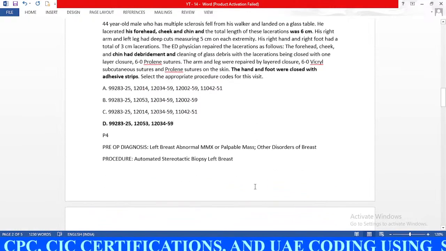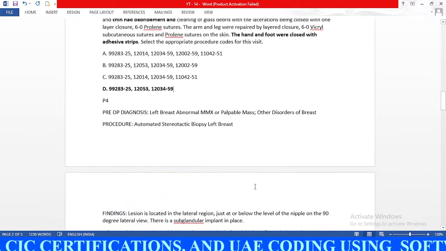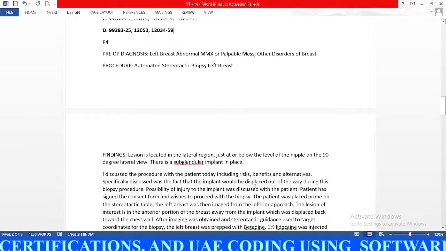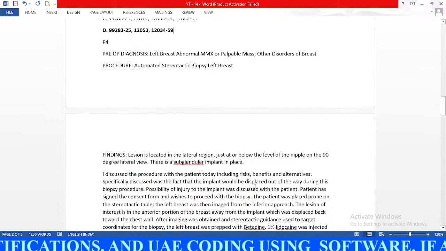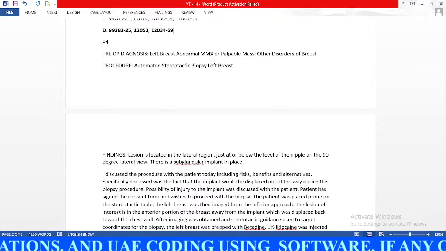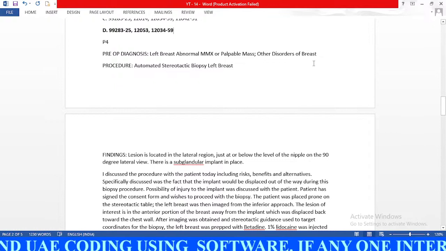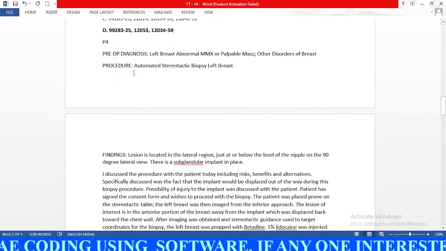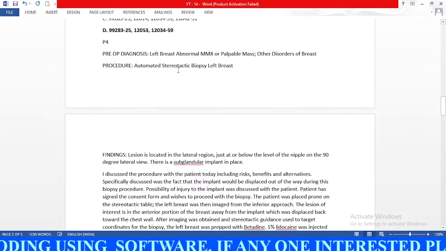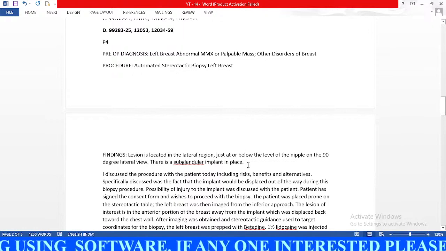So we will go ahead with question number 4. Pre-op diagnosis: left breast abnormal mammogram or palpable mass, other disorders of breast. Procedure performed is automated stereotactic biopsy, left breast.